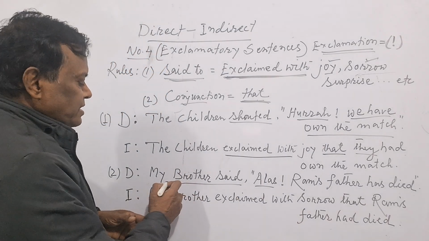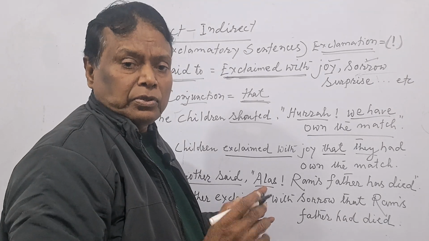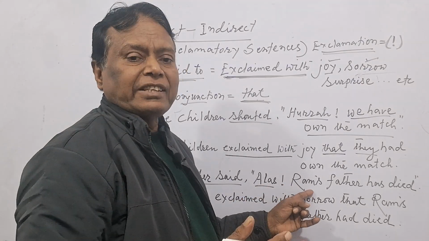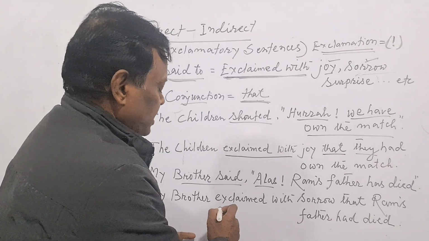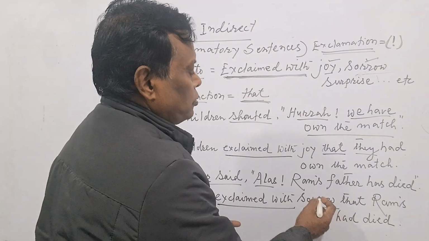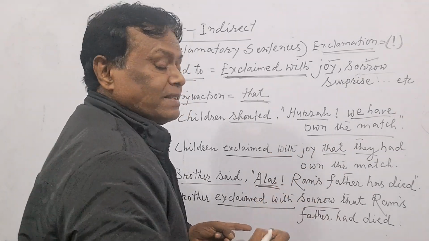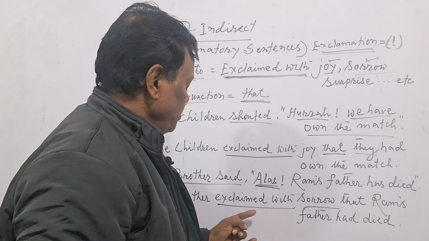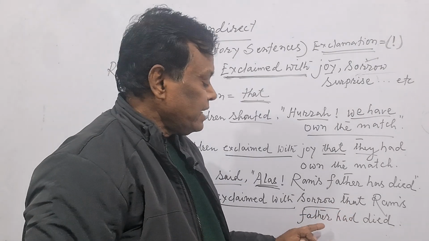Now in this sentence you see, my brother said, alas. So alas gives us the sense of sorrow. My brother said, alas, Ram's father has died. It's a death news. So what will be the indirect speech? My brother exclaimed with sorrow, so here the sense is sorrow. Why? Because of alas. My brother exclaimed with sorrow that Ram's father had died.